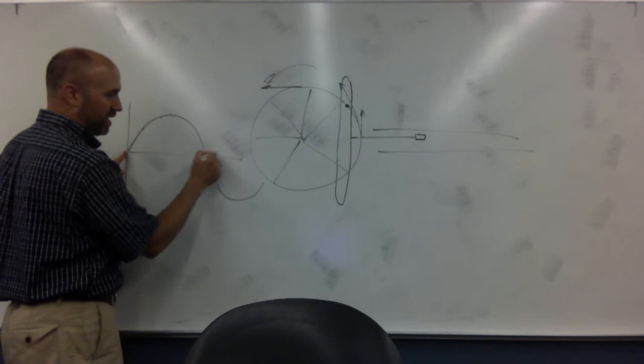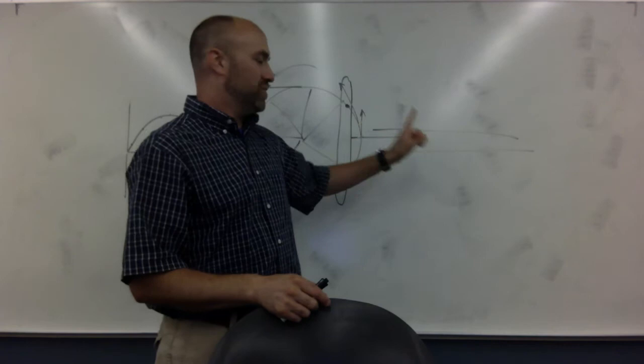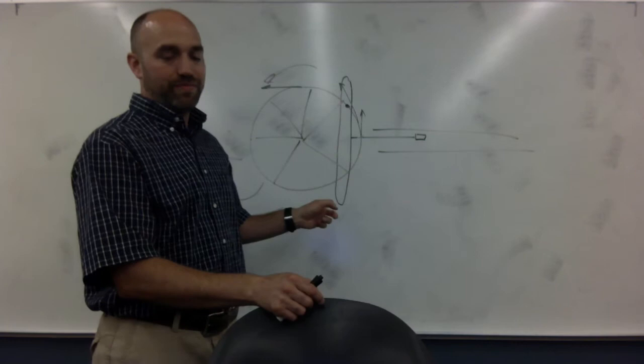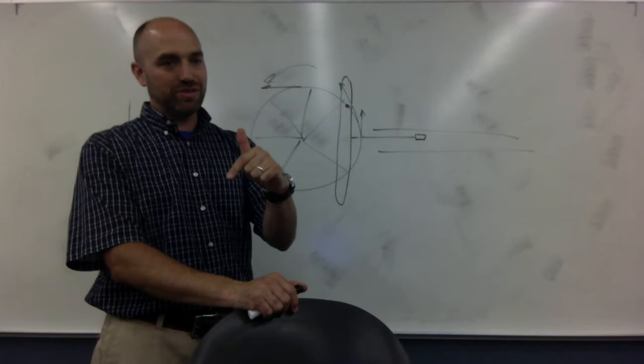And this is a lot of words to say that simple harmonic motion is one dimension of circular motion. Circular motion is 2D. So let me say that again. The key word is: simple harmonic motion is one dimension of circular motion.